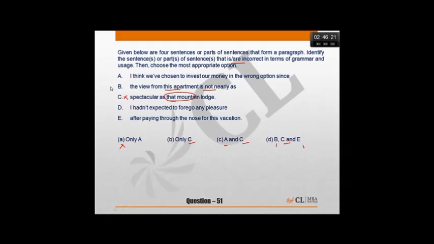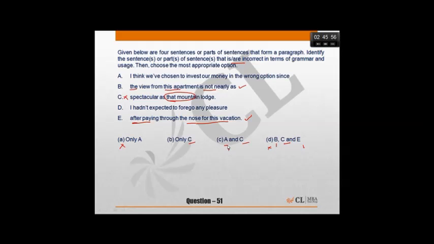So we will get the view from this apartment is not nearly as spectacular, not nearly as this appears to be. Okay, what about E? D and E, that is D is not important, but let me look at E. After paying through the nose for this vacation, I didn't expect to forego any pleasure. I don't find anything wrong out here. So that means this also should be incorrect.